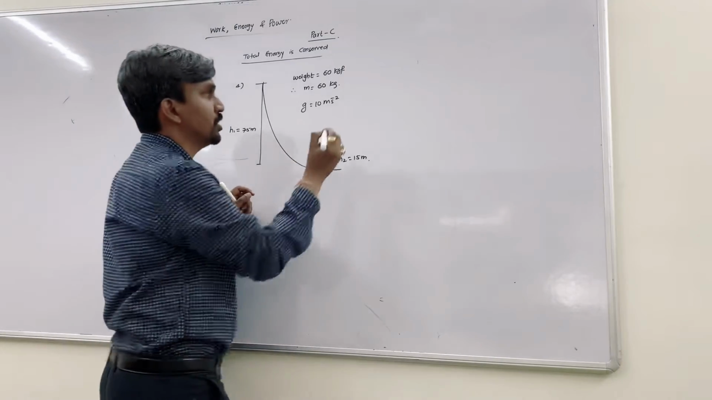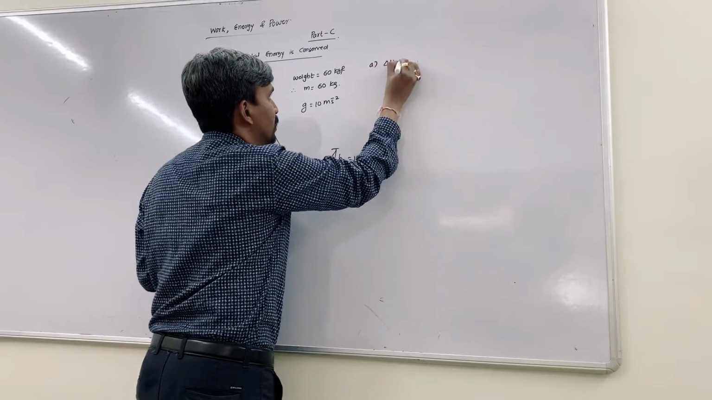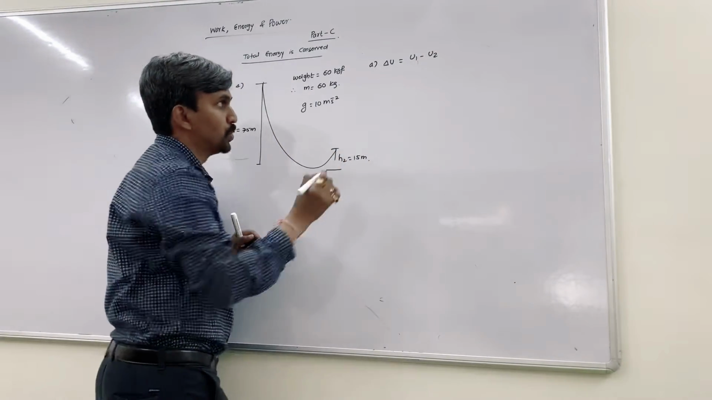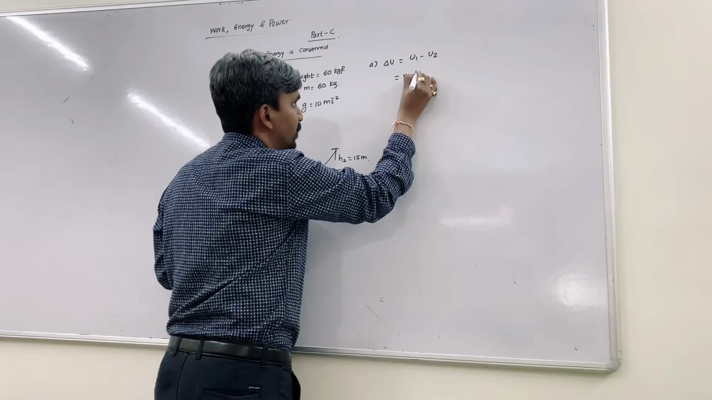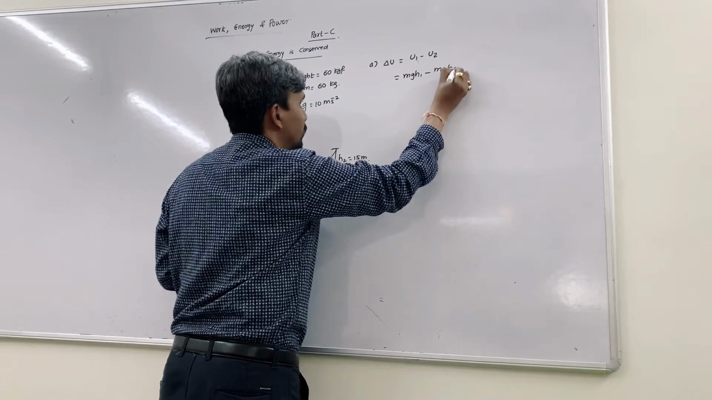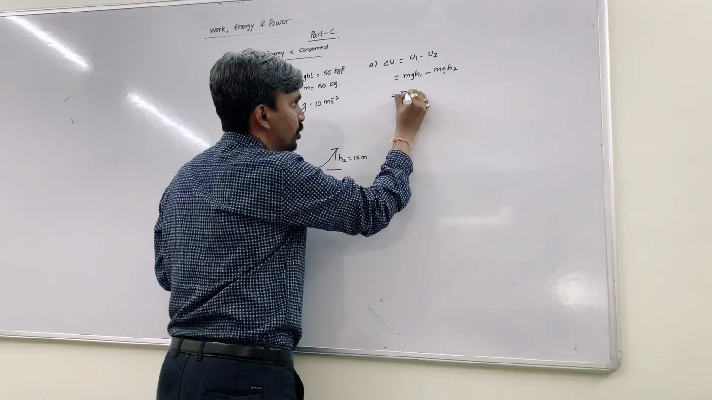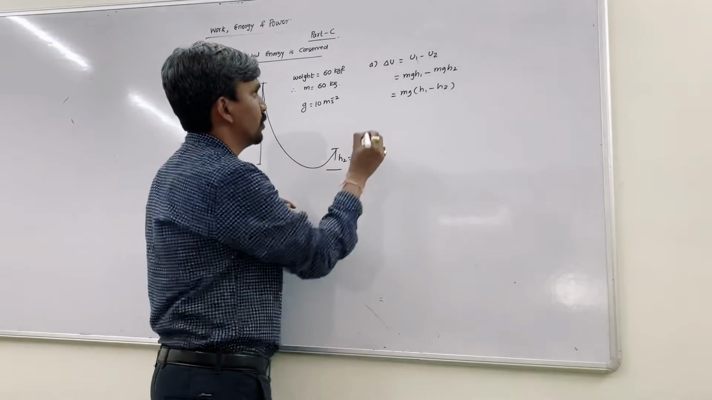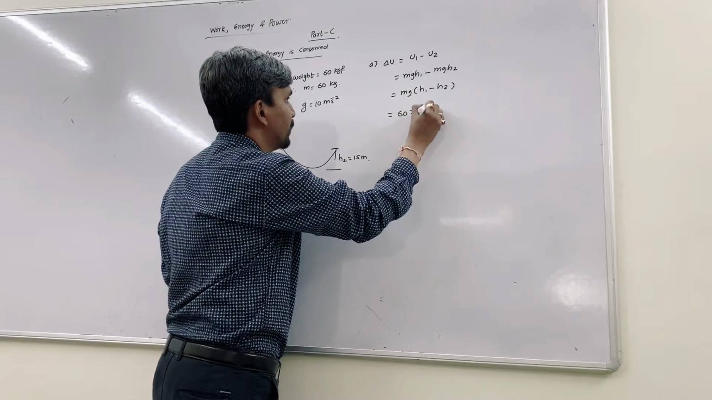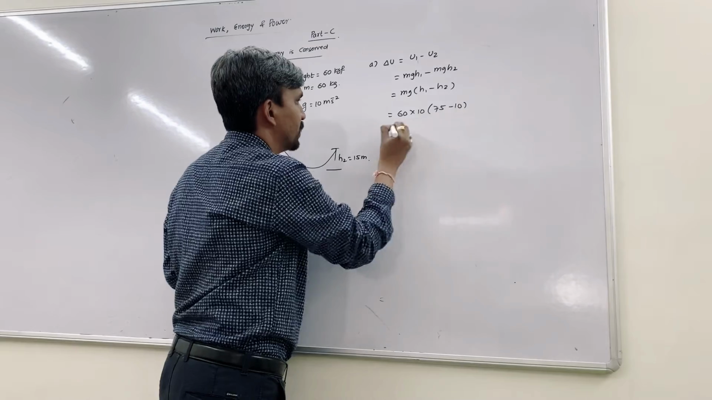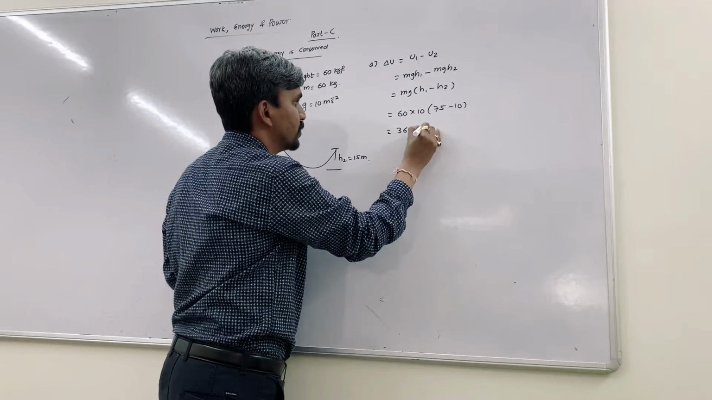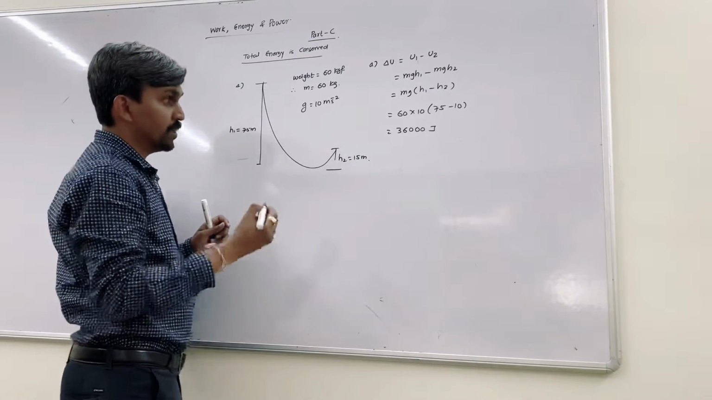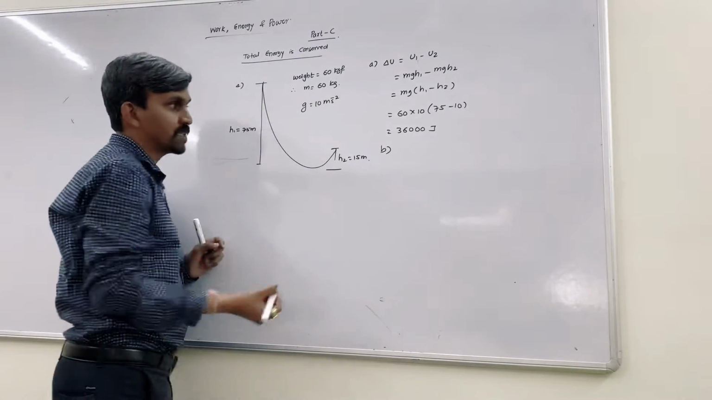Now change in potential energy, A part, delta U is equal to U1 minus U2, because h1 is bigger. So I will write this is mgh1 minus mgh2. So mg common, this is h1 minus h2. If you substitute the value of mass as 60, g as 10, 75 minus 15, this comes out to be 36,000 joule.